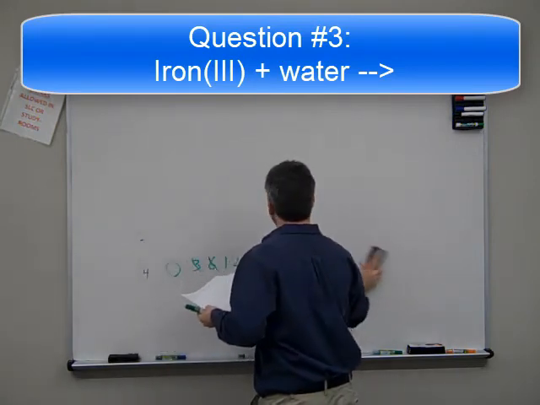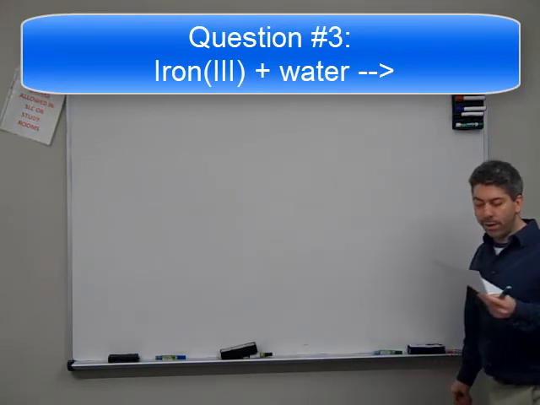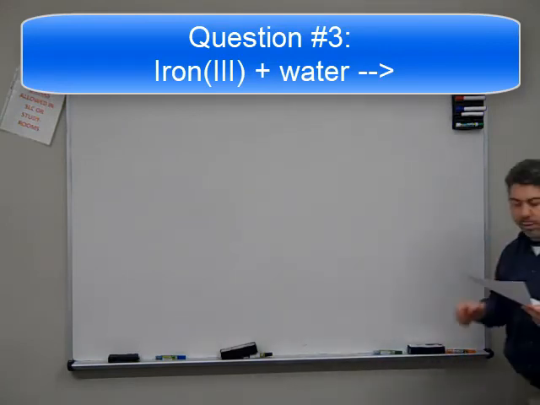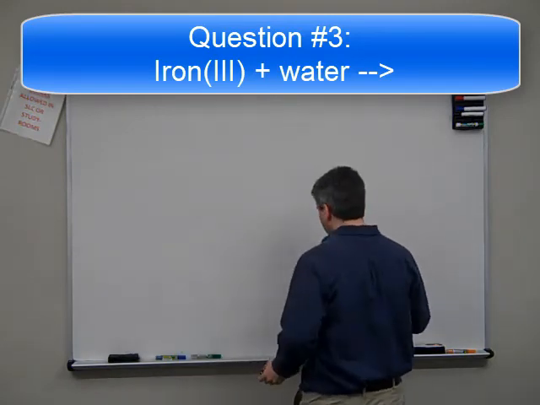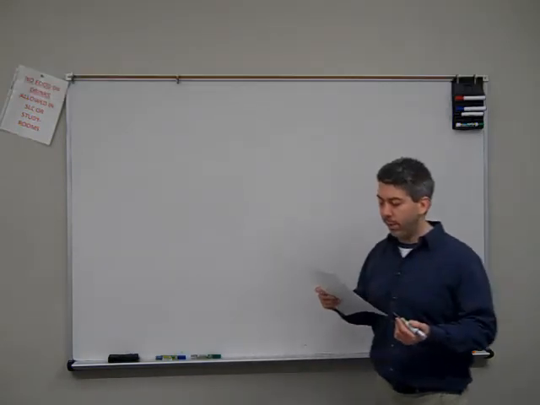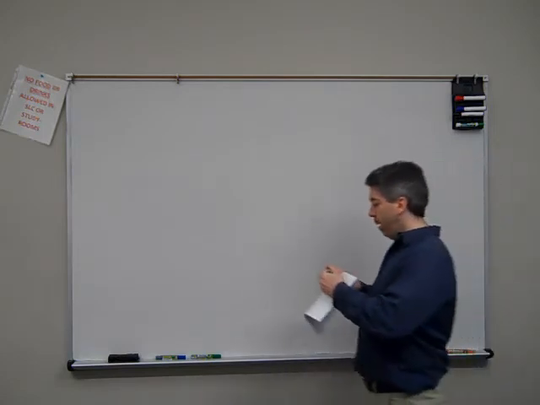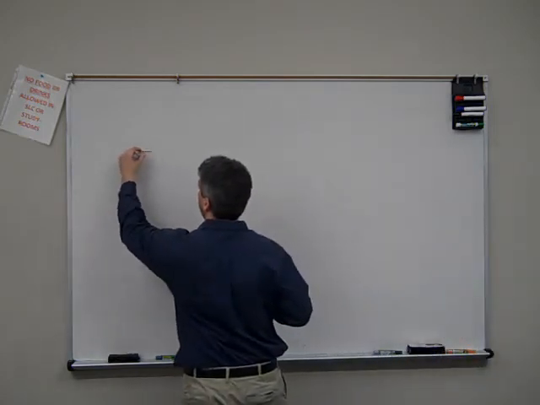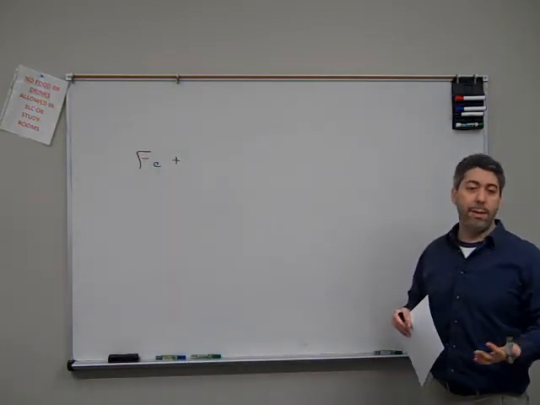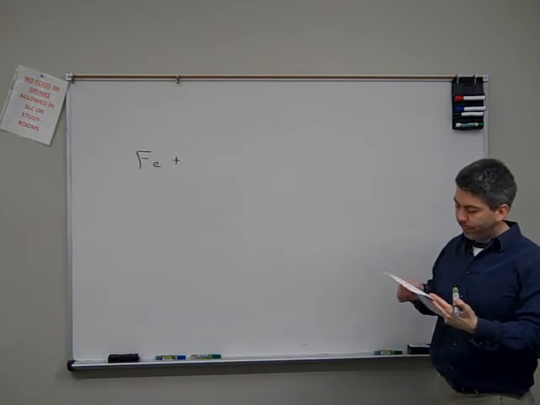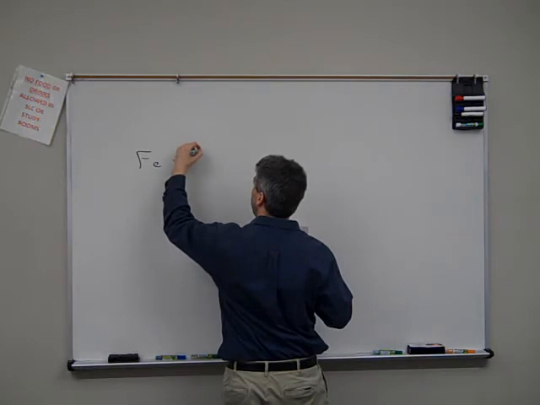Single replacement. You have an element, iron, and you have water. Let's do that one for practice. So it says you have iron 3. Now when it says iron 3, it means that when it forms the compound, it'll have a +3 charge. But of course, iron as an element has no charge, right? It's just going to be by itself. Now, water is H2O.